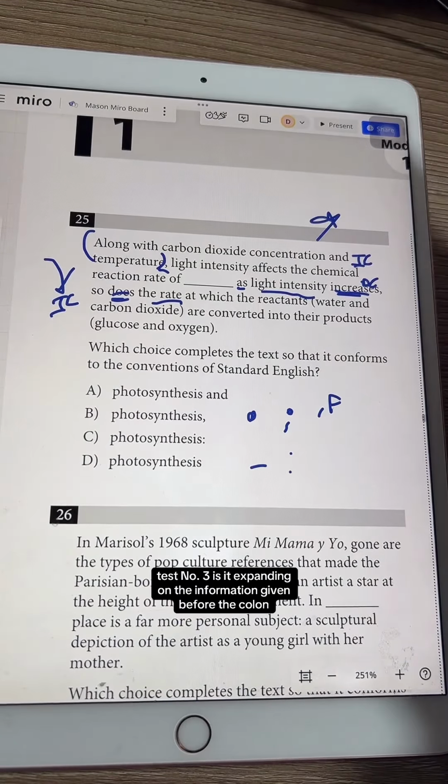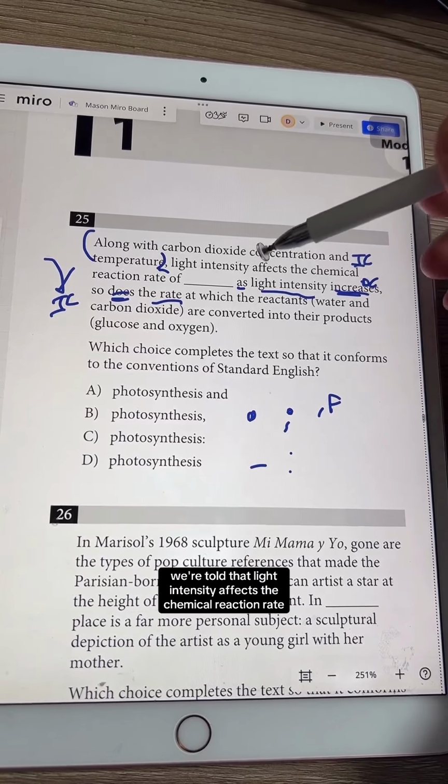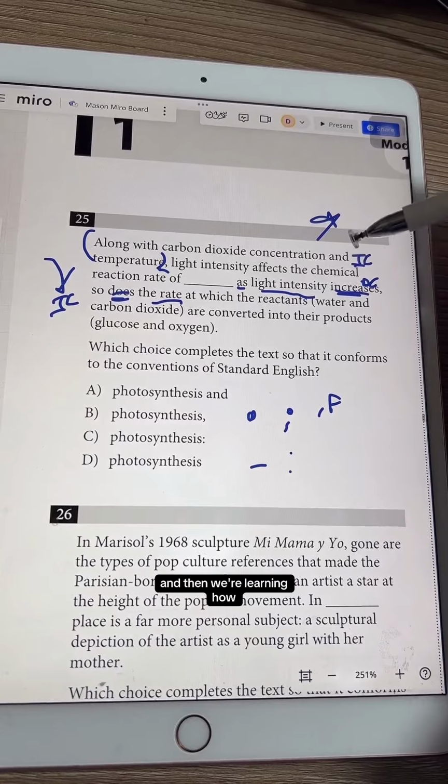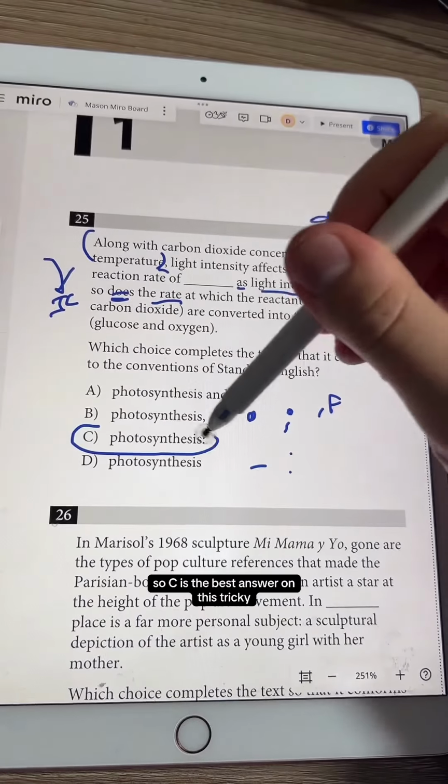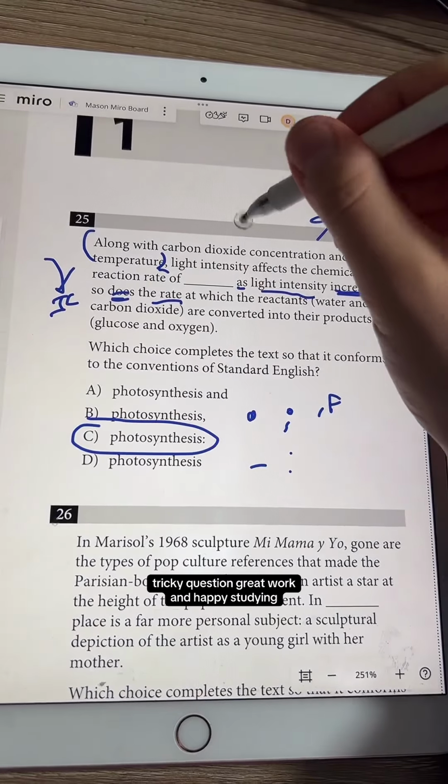Test number 3, is it expanding on the information given before the colon? It certainly is. We're told that light intensity affects the chemical reaction rate, and then we're learning how. So C is the best answer on this tricky question. Great work and happy studying.